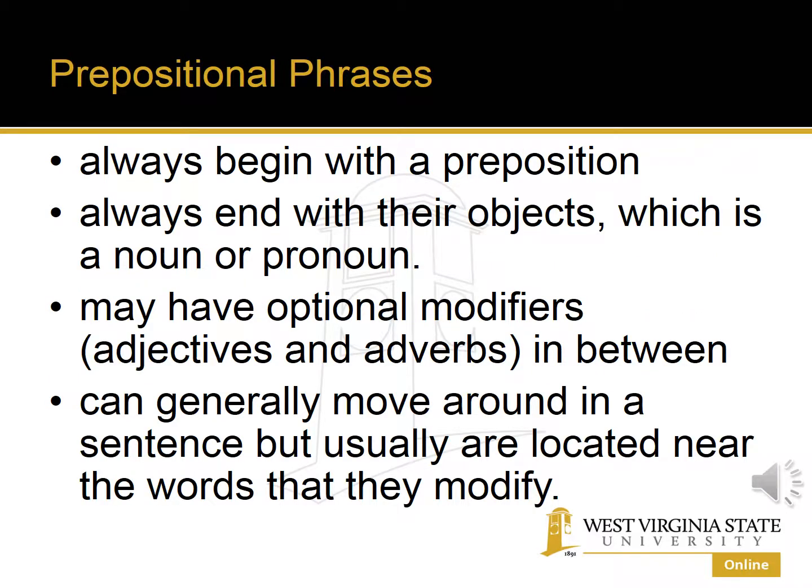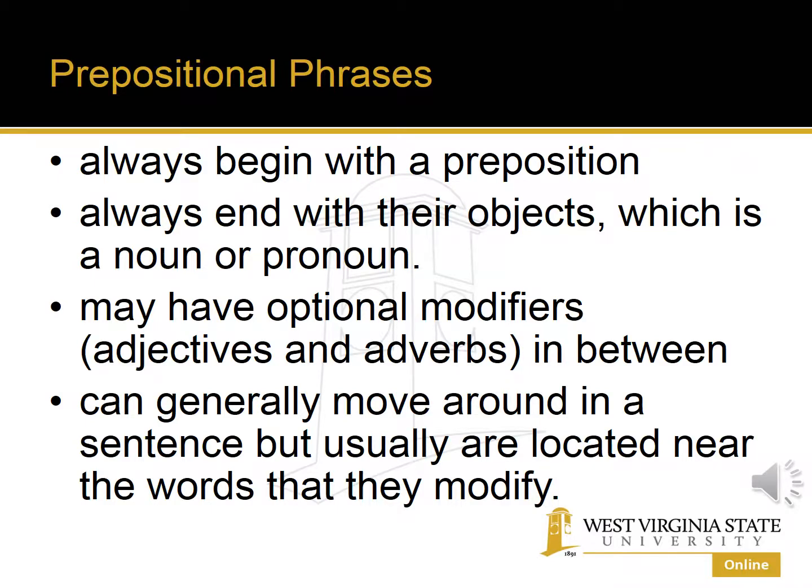A prepositional phrase always begins with a preposition, and we discuss prepositions in the parts of speech lecture. A prepositional phrase always ends with its object, which is either a noun or a pronoun. In between the noun or pronoun and the preposition can be modifiers. The modifiers are adjectives, which would modify the noun or the pronoun that is the object of the preposition, and adverbs, which would modify the adjective.